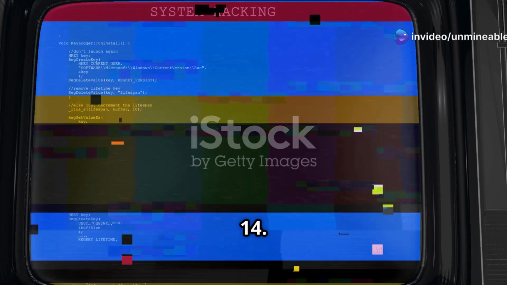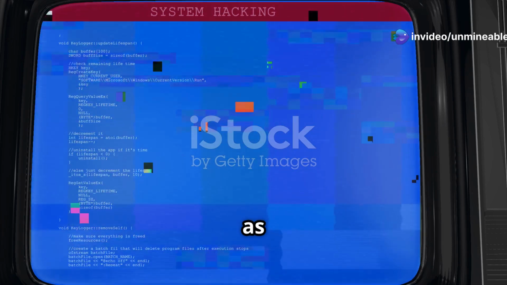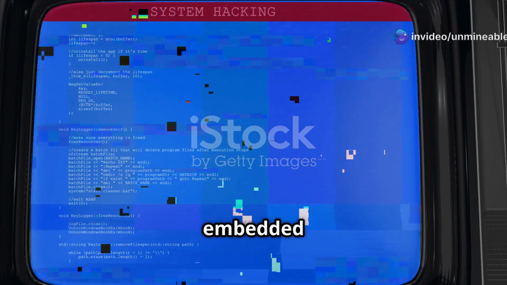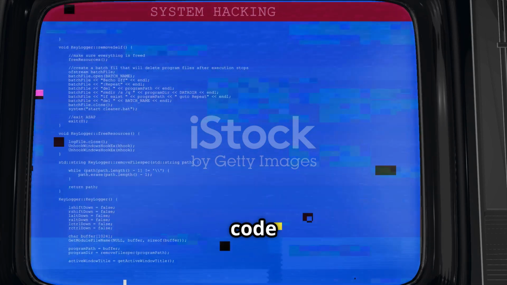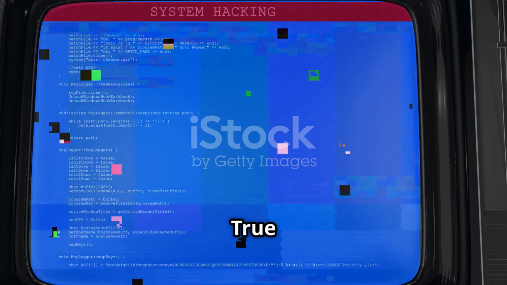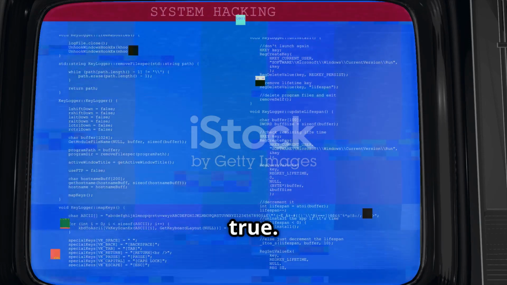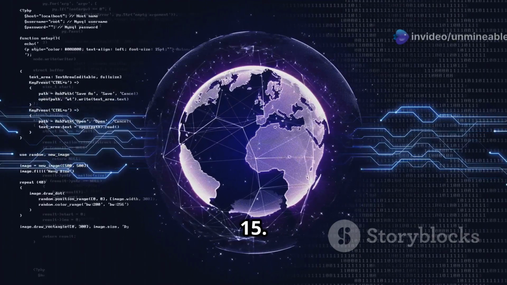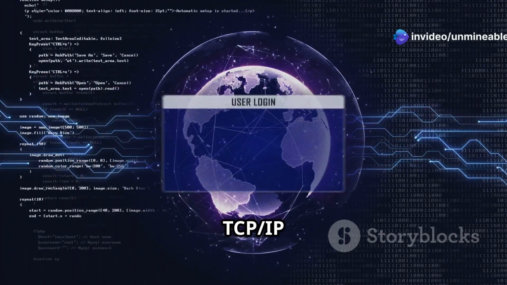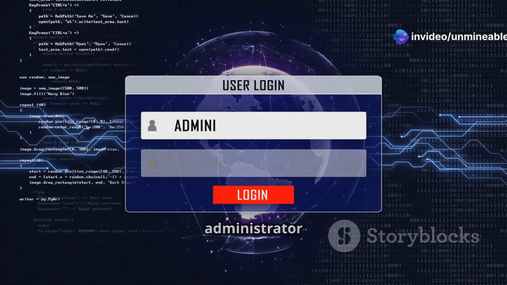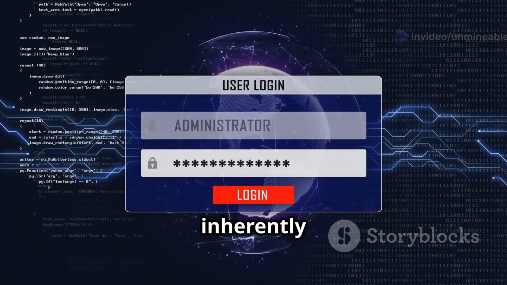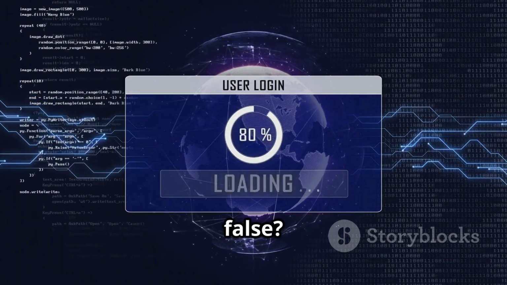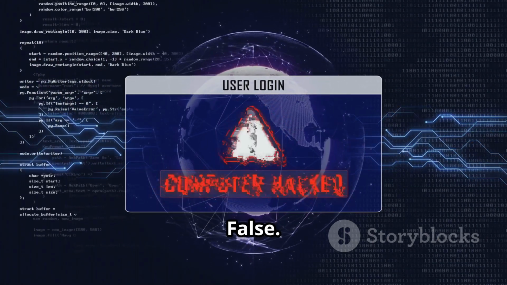Question 14. Pressure to get a product to market as soon as possible sometimes results in embedded systems products having insecure code or poor security testing. True or false? The correct answer is true. Question 15. Most printers now have only TCP/IP enabled and don't allow default administrator passwords, so they are inherently more secure. True or false? The correct answer is false.